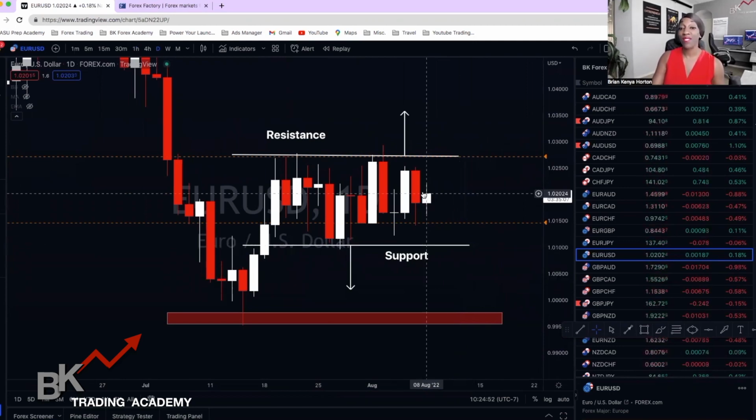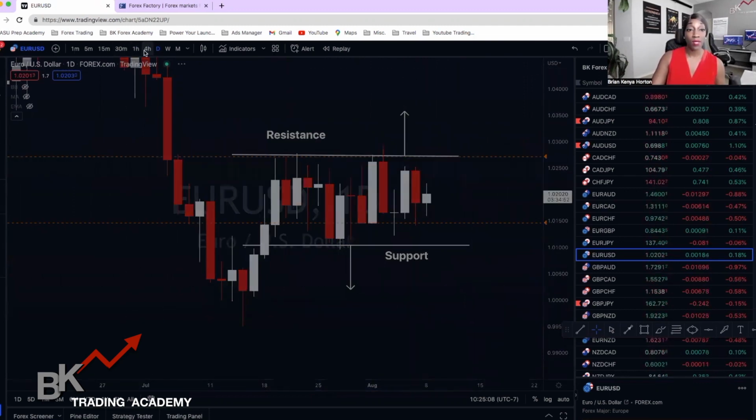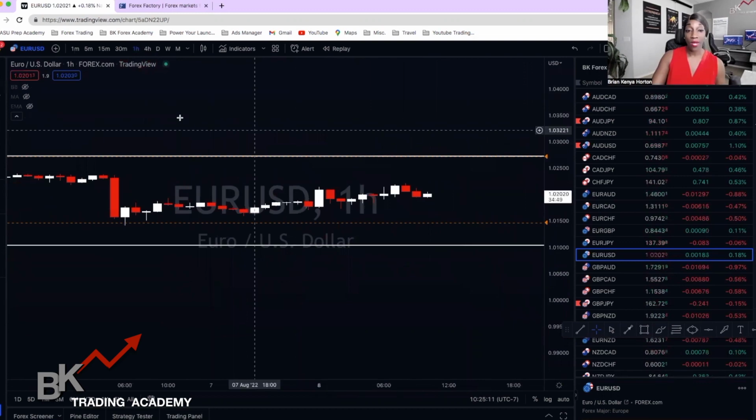Now, because it's been in this range, I want to keep my eyes on this support and also on this resistance. But because I understand the news report and understand that USD is bullish, I expected the currency pair to break out to the downside. So now let's go to that lower time frame. I'm going to go down to the 1 hour and we're going to find that date.